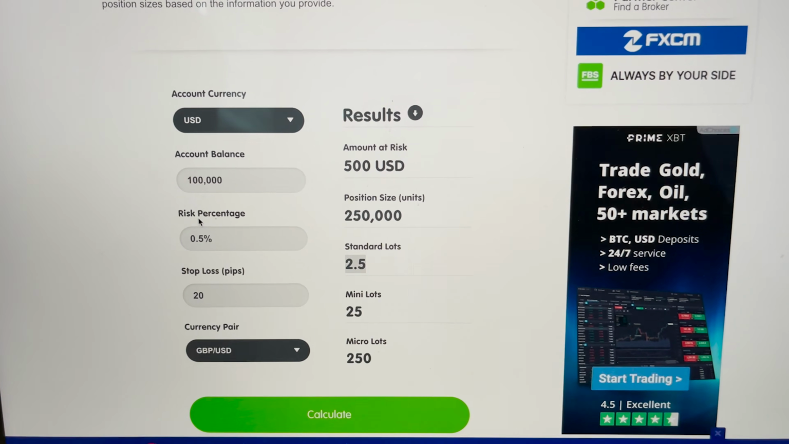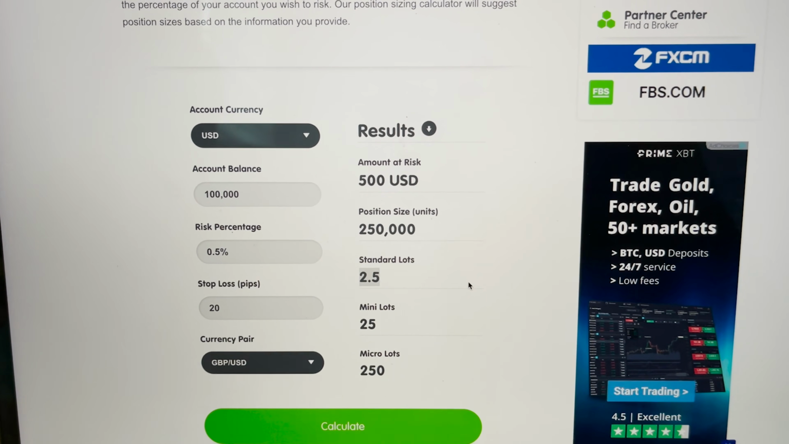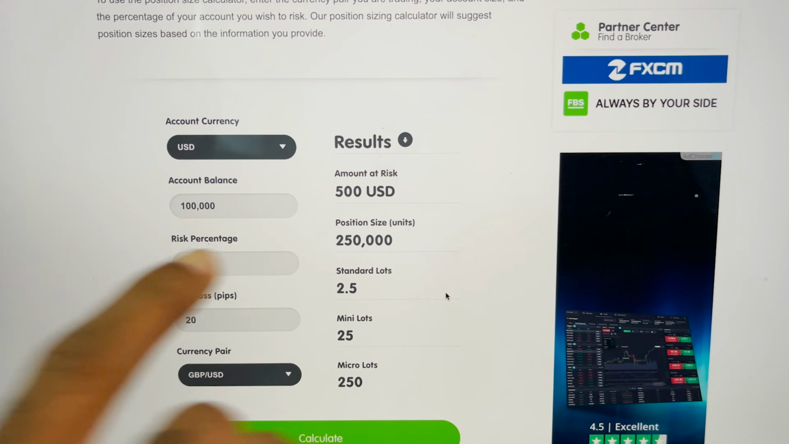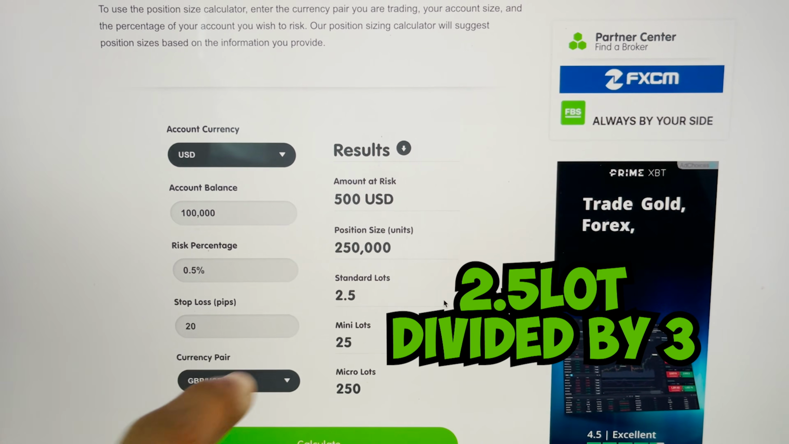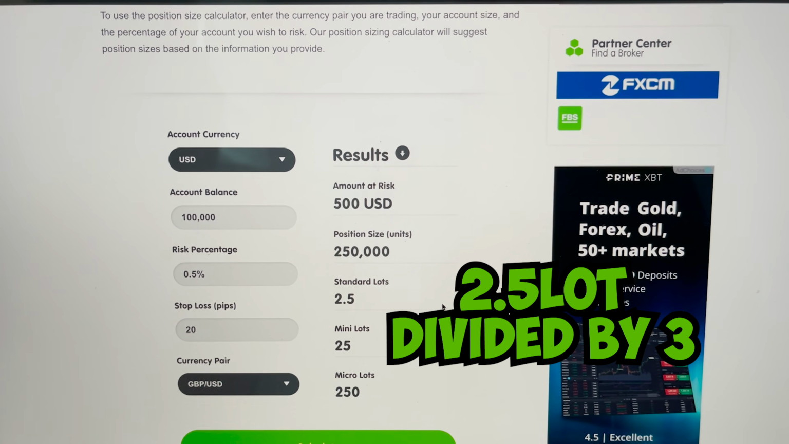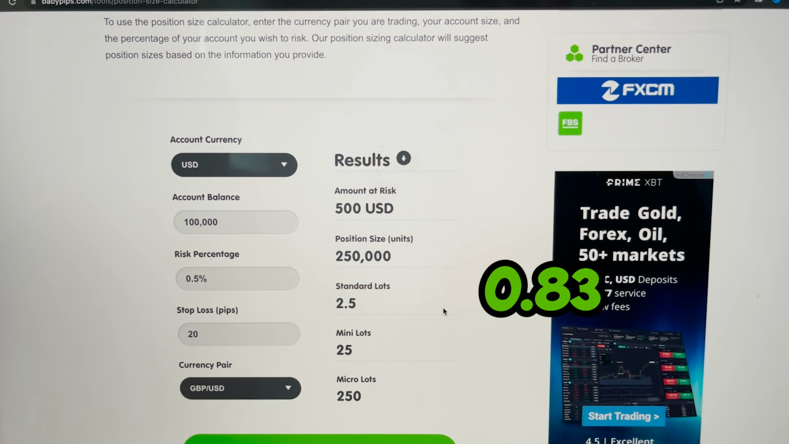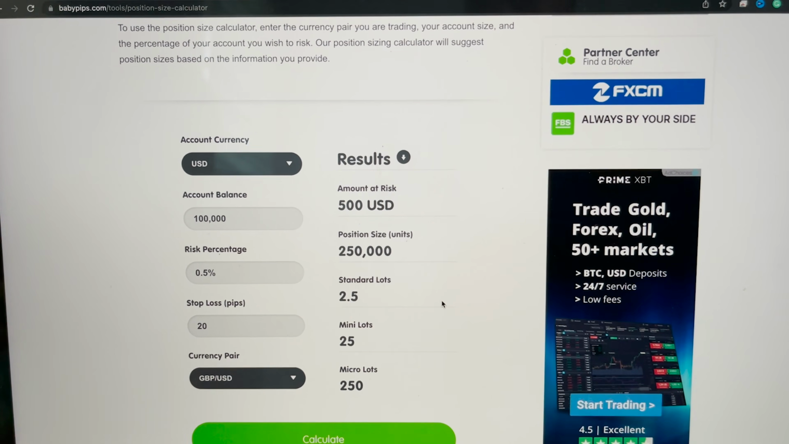What this simply means for us is, on this trade, with 20 pips I'm to take 2.5 standard lots. But outrightly, I'm not going to be going in with 2.5 standard lots. What I'm going to do is split this into 3 parts and start going in in portions. That will be 0.83. I'll go in one portion at a time. That's what I do. However, here's how I do my stop loss.